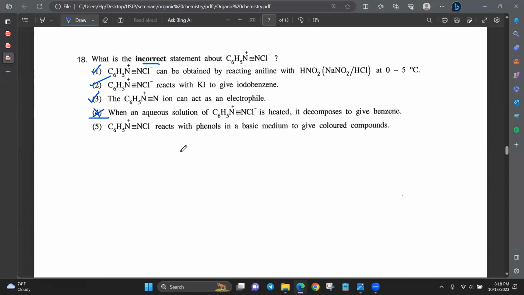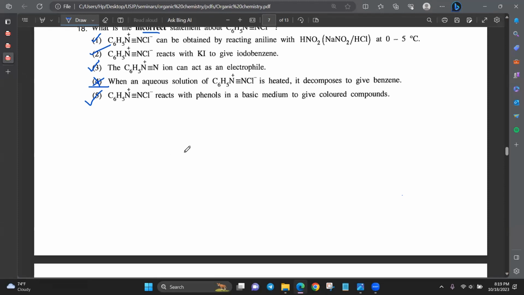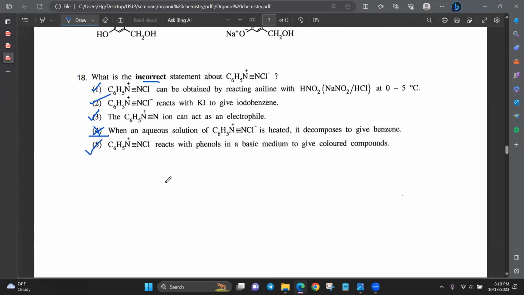Here they are asking for the incorrect statement. Diazonium chloride reacts with phenols in basic medium to give colored compounds. That is a correct statement. I showed how diazonium chloride reacts with phenol. In the same way, it can react with beta naphthol in basic medium to give, as I remember, a red colored compound, and an orange colored compound with phenol. So the answer here is answer number 4.